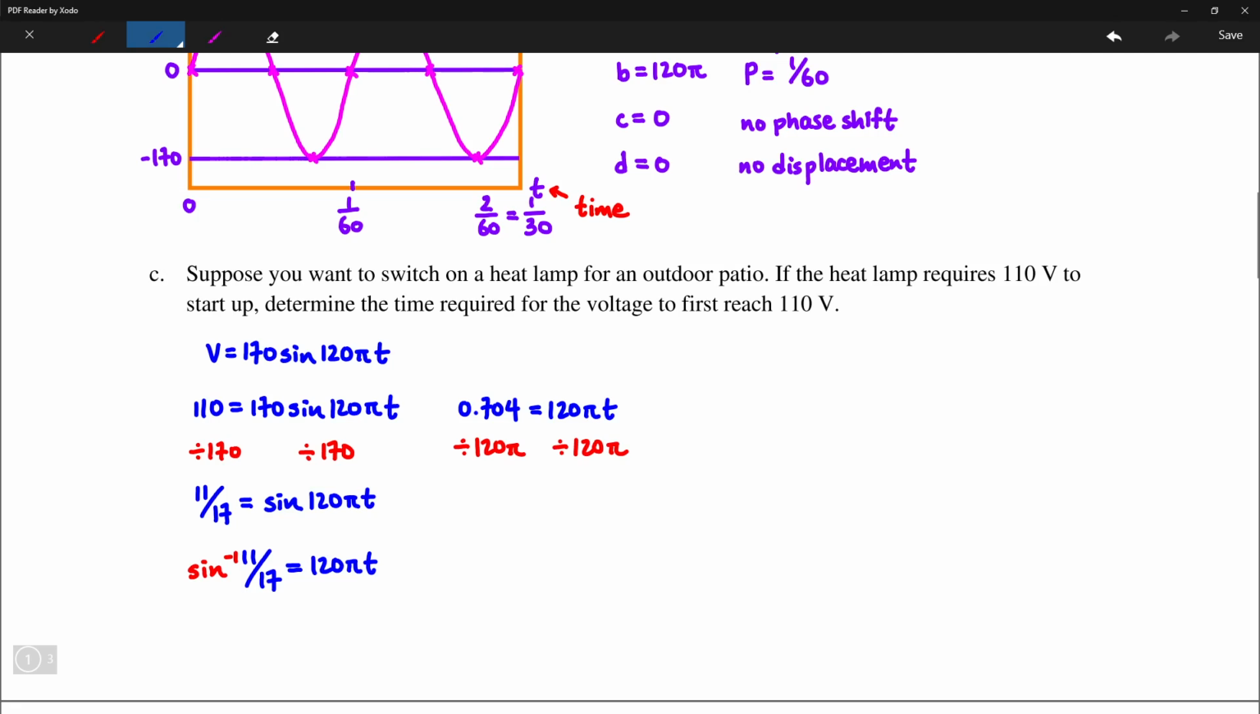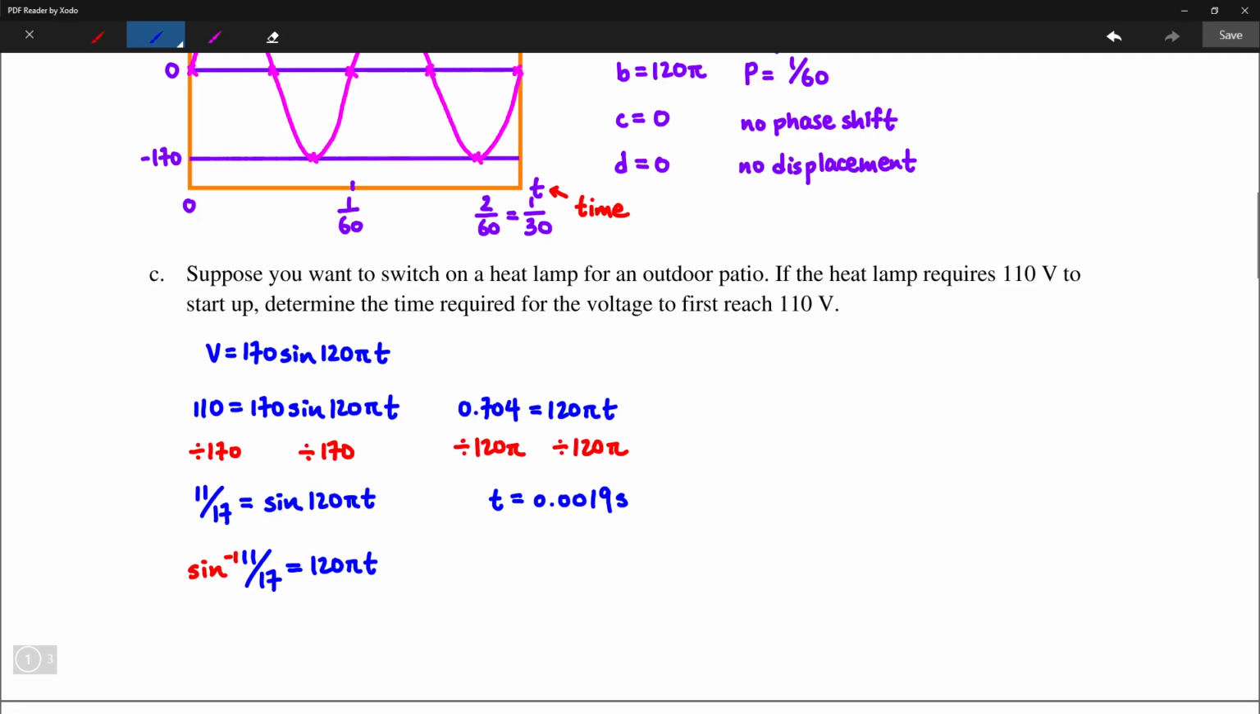And so we get t is equal to 0.0019 seconds. So that's really quick time to get a heat lamp to start up when the switch is turned on.